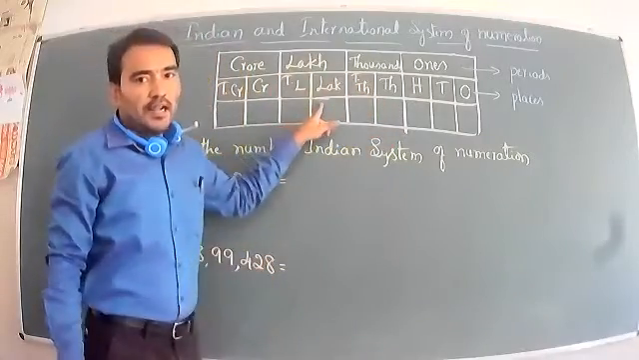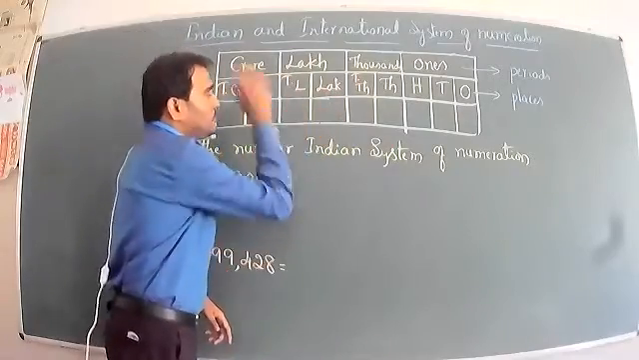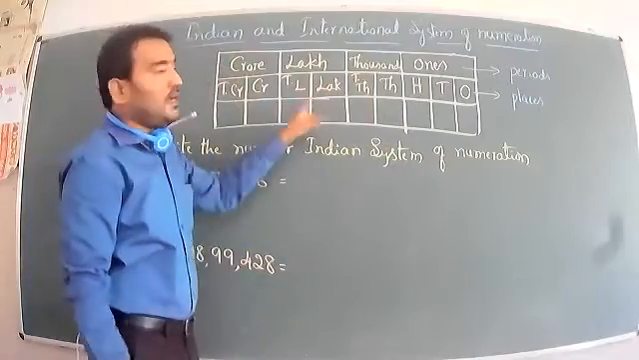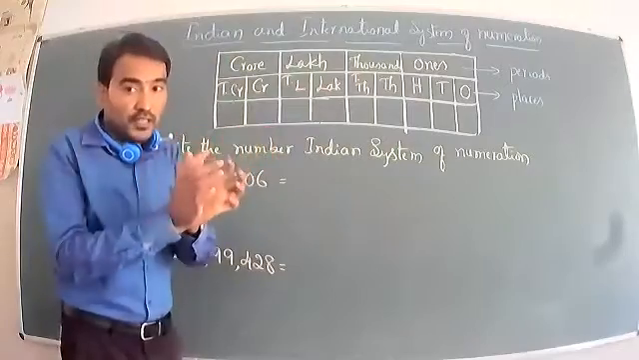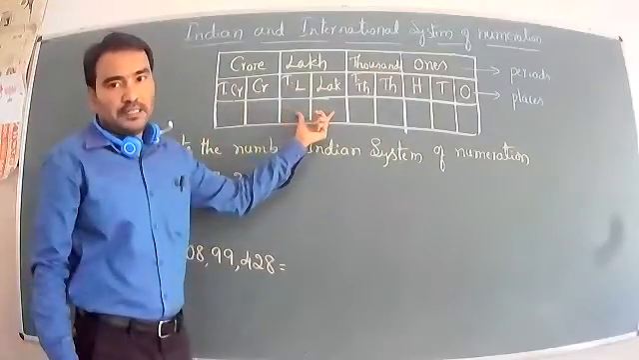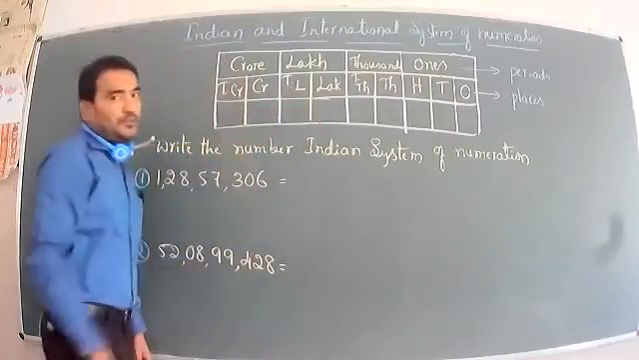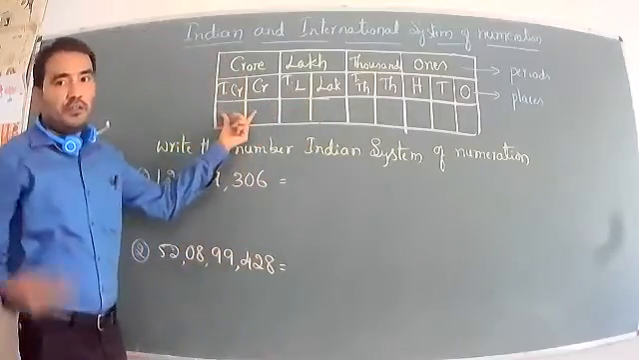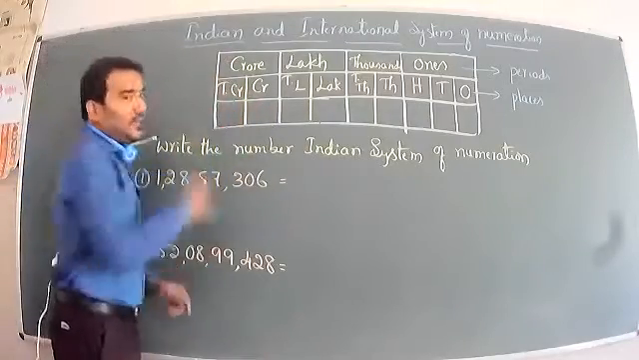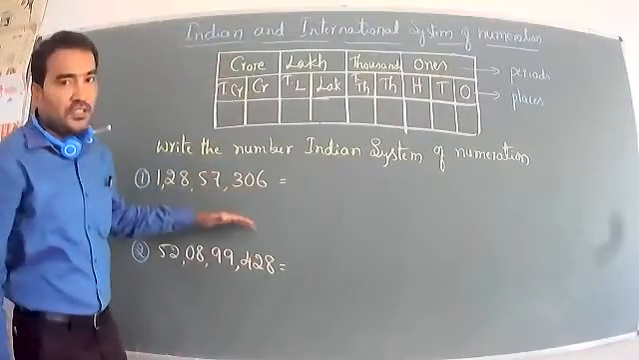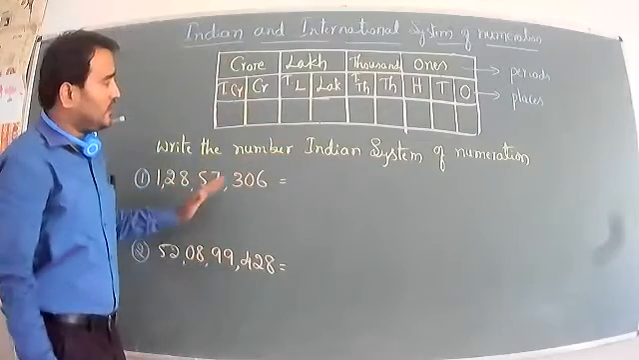Now go for the lakh. The first one is lakh. It has two places: lakh and ten lakh. We should write 25 lakh, 36 lakh together. That is called the period, and these are called places. Lakh has two places. Now go for the crore. Crore has two places: crore and ten crore. Using this place value chart, write the number name.